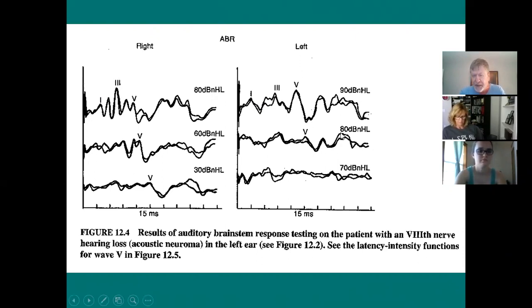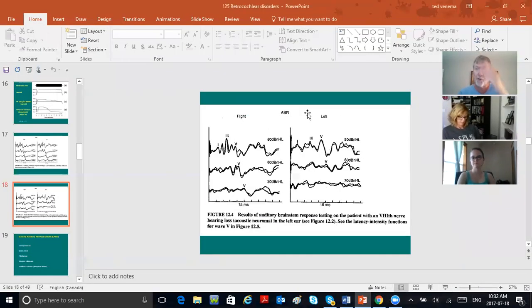Look at 60, or no, you're at 80, I should say. Everything's gone almost. At 70, gone. And the guy might have a mild hearing loss. His hearing loss might be like 20 dB, but his whole ABR is screwed. Okay? ABR is a very good test. It's quite sensitive, quite specific. It's not as good as an MRI, but it's pretty good.